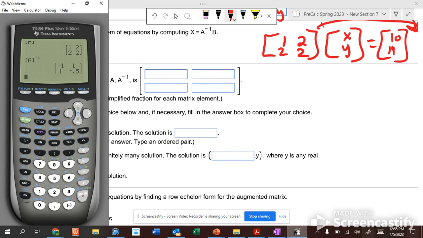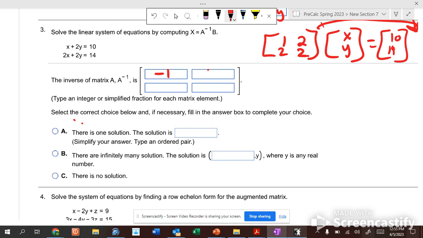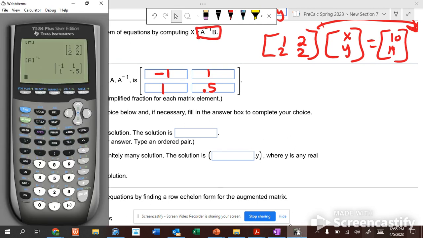Okay? So what is A inverse? Well, it's -1, 1, 1, 1.5. Okay? So how do you solve this using that? Well, you're going to type in A inverse B. So you're going to take A inverse here and take it times a B matrix. What's my B matrix? Well, it's going to be my 10, 14 matrix.